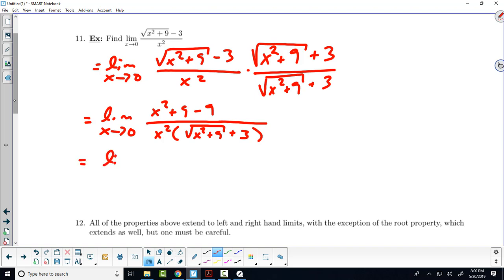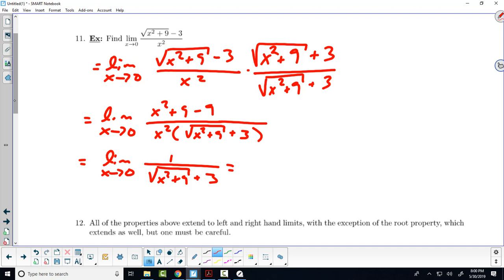We're left with, though, just the limit as x approaches 0. Here I'm going to run out of room, so I'd like to just write that that's going to be 1 over the square root of x squared plus 9 plus 3. What happened? First of all, the plus 9 and minus 9 added out, right? So that left me with x squared over x squared times this expression. But then the x squareds divide out, right? So I get 1 over just that expression.